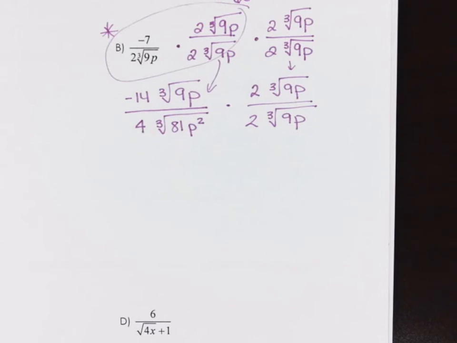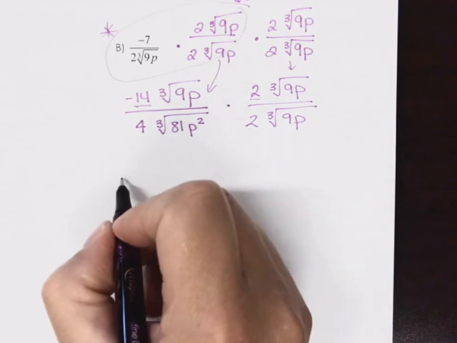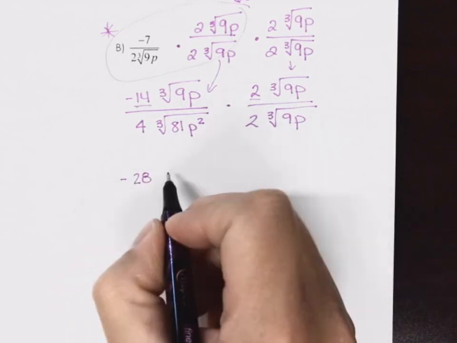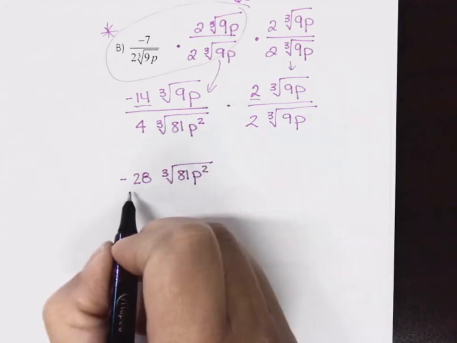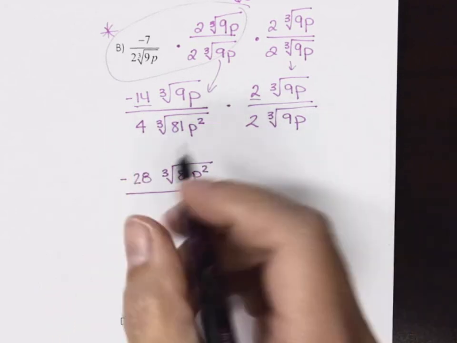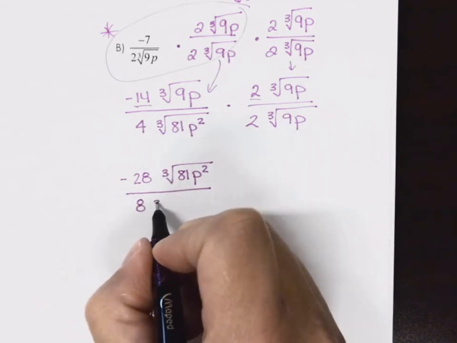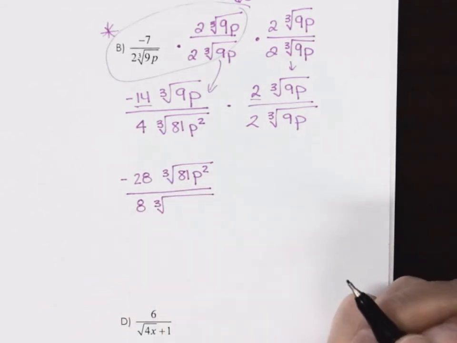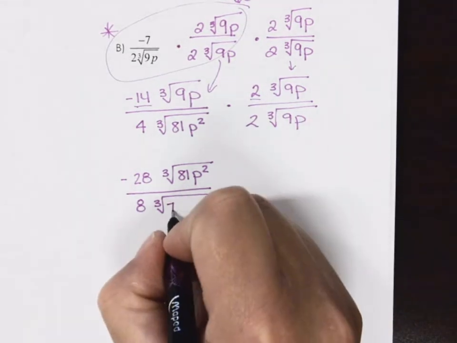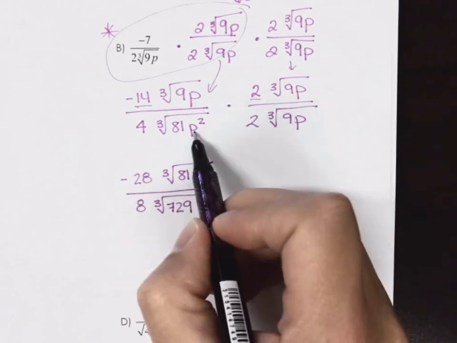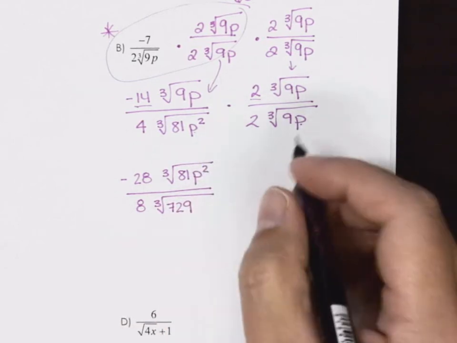So now we're going to multiply again. So we should get negative 28 cube root 81p squared over 4 times 2 is hopefully 8, and cube root 81 times 9? Anybody? 81 times 9? 729? Okay. 729, and p squared times p cubed.